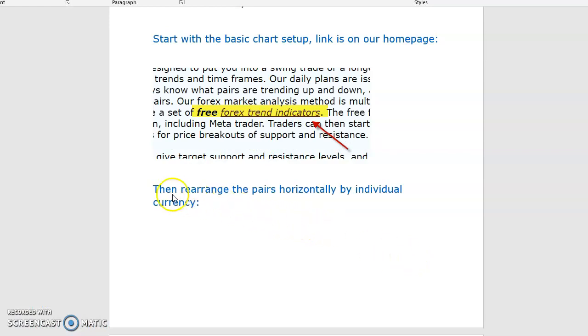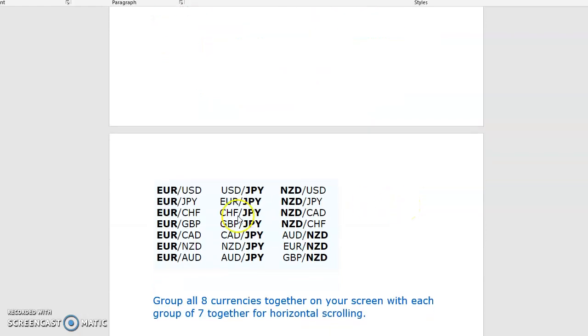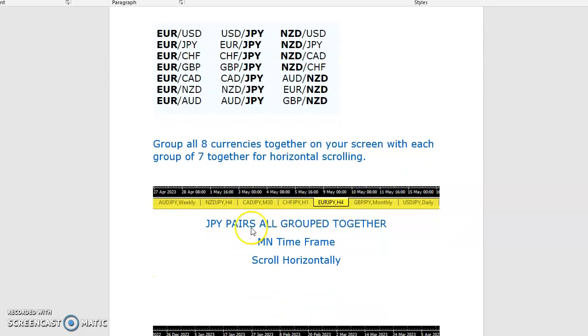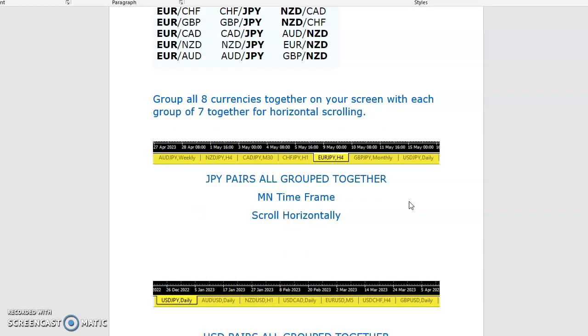Okay, the next thing is to rearrange the pairs horizontally by individual currency. The individual currencies setups are going to look like this, to where you have one common currency in each group. So here's an example. Here's all the yen pairs grouped together. You can see that all the yen pairs are side by side, and you can put them on any time frame.